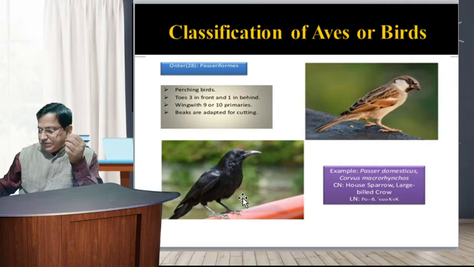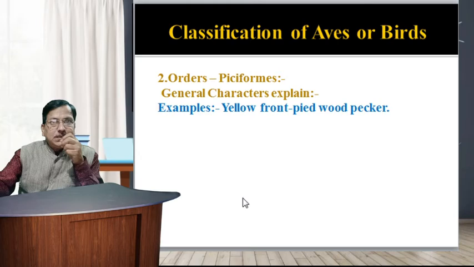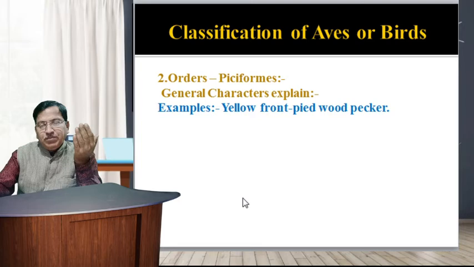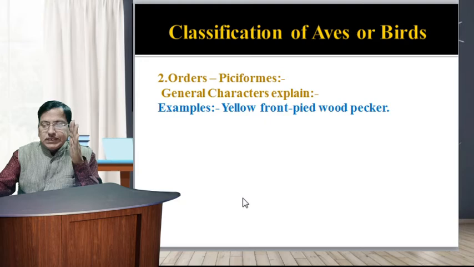Next, the second order is Piciformes. This animal order includes highly specialized wood boring birds like woodpeckers, toucans, sapsuckers, etc. Bill is hard and powerful.